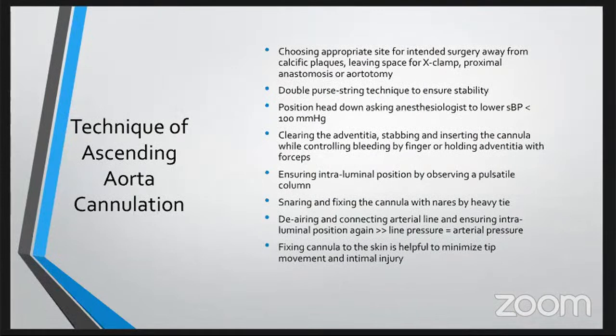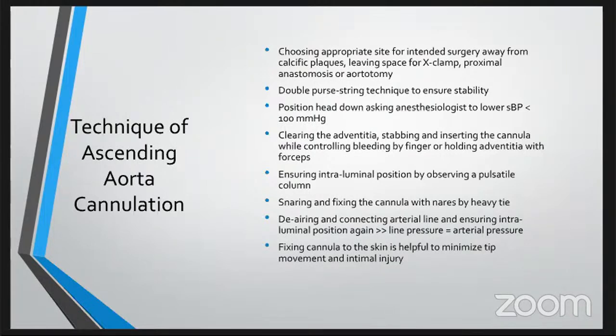Moving to the technique of ascending aorta cannulation. Choose an appropriate site for the intended surgery, away from calcific plaques, leaving a space for a cross clamp, proximal anastomosis, and aortotomy in case of AVR, for example, using a double purse string technique to ensure stability. We may ask for head down and to lower the systolic blood pressure to less than 100 millimeters of mercury. It's also important to clear the adventitia, stab and insert the cannula while controlling bleeding by a finger or by holding the adventitia with forceps with your assistant.